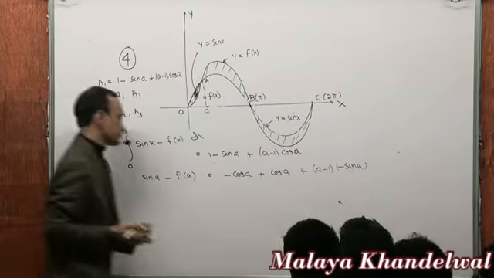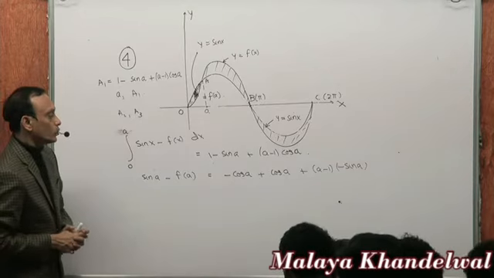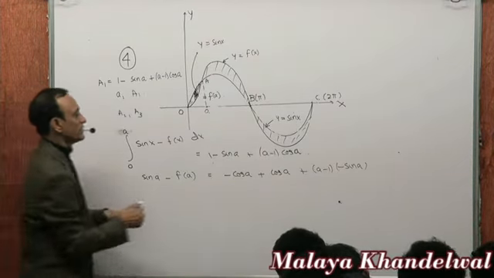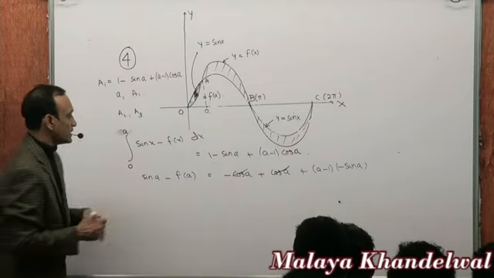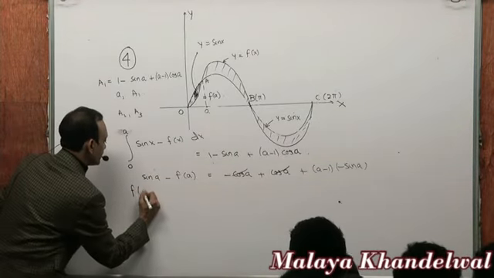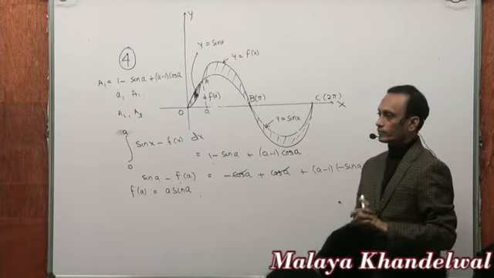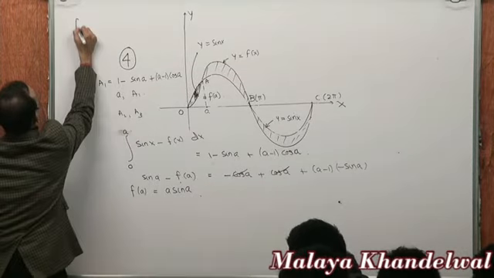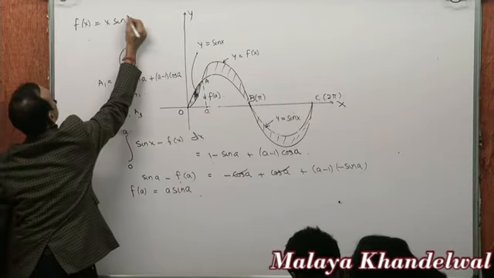This is what I get, right? What happens? Sine A cos A will get cancelled with cos A, and then sine A will get cancelled with sine A, leading to f(A) equal to A sine A. Yes or no? Right? Which means now I generalize. I say f(x) then must be x sine x.